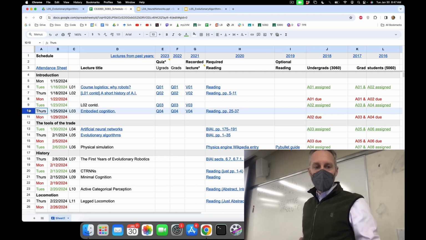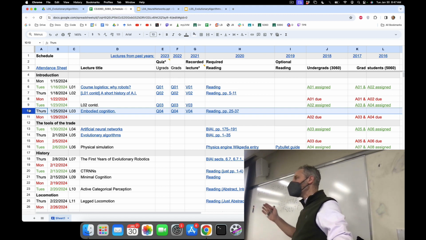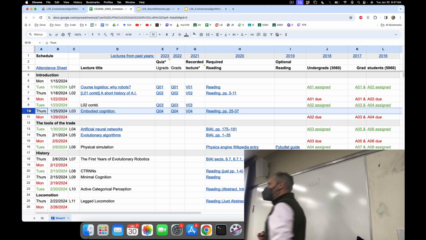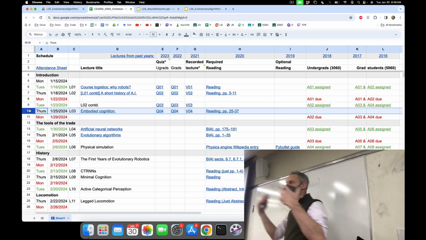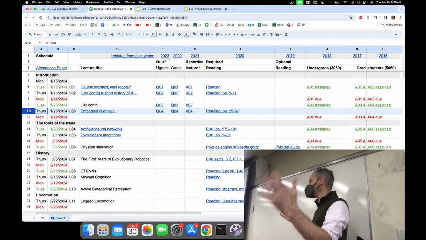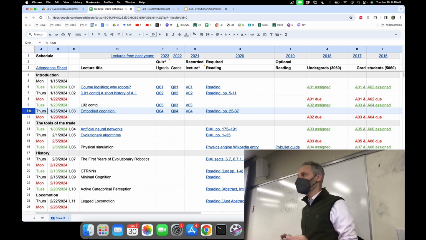Okay, apologies for speeding through embodied cognition last time. Hopefully this concept is relatively clear. We're going to see lots of examples of robots as we continue through this course that exploit the fact that they are embodied in the world to pull out of the world the information they need to learn about their relationship with the world and survive and thrive in that world.